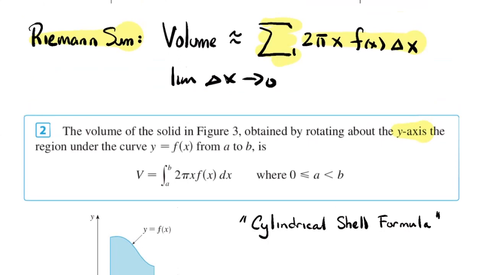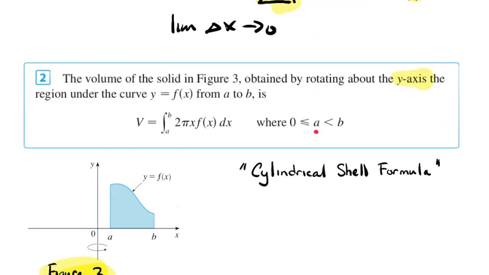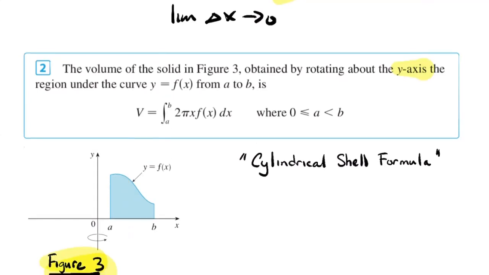Notice that our local estimate just becomes our integrand. There's your 2 pi x f of x, and in the limit, delta x becomes the infinitesimal differential dx. What are a and b? A and b are the extreme x values, and for this to work, a had to be positive and b needs to be bigger than it. In other words, the y-axis cannot pass through the interior of the region, otherwise some of these shells will spin on themselves and we double count.